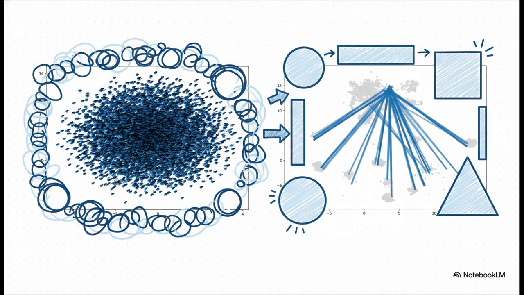And this just shows you the incredible difference it makes. On the left, you've got that chaotic hairball of raw connections. And on the right, that's the result after the geometric transformer does its work. It takes that tangled mess and organizes it into these clear, meaningful clusters. It literally turns chaos into clarity.